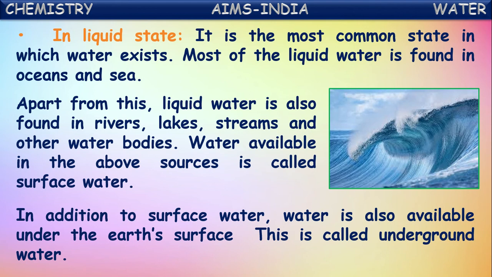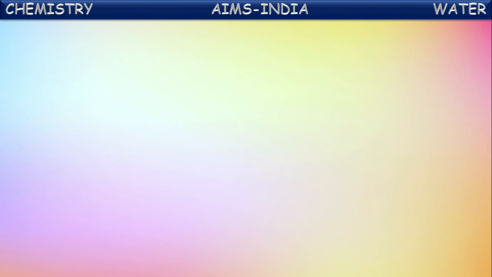Liquid water is available in two forms. Surface water means the water which is available on the surface of the earth, like seas, oceans, rivers, lakes, streams, etc. The same liquid water is also available under the layers of the earth. That water available under the layers of the earth is called groundwater. Okay, that is about the liquid state of water.